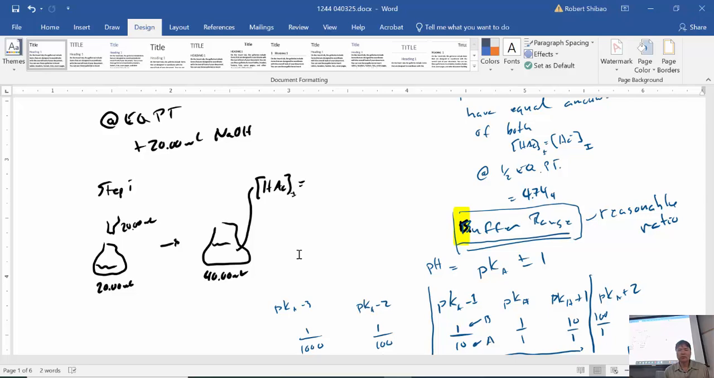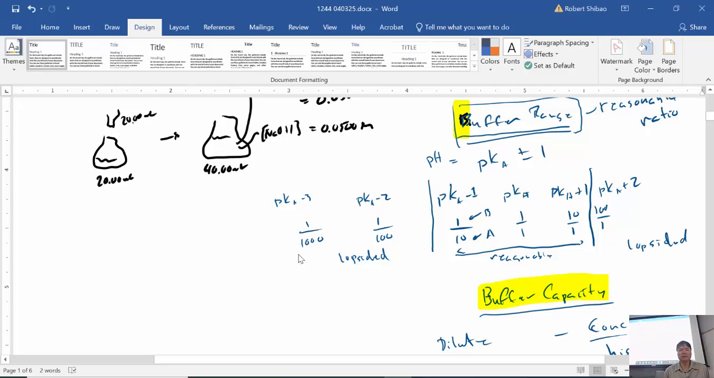The new initial concentration of acetic acid is going to be 20.00 over 40.00 times 0.100 molar. And so this is going to be 0.0500 molar. This is just a 1 to 2 dilution. And then the sodium hydroxide is going to be the same. It's a 1 to 2 dilution, so this is going to be 0.0500 molar. Since I chose these numbers to make the calculations simpler, you might not have simple numbers.